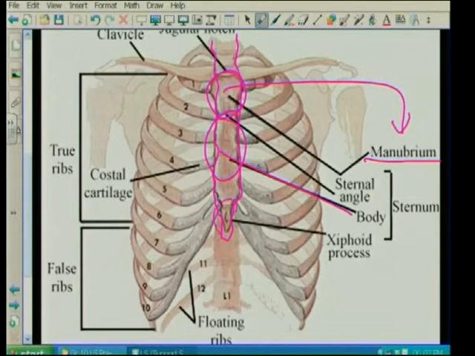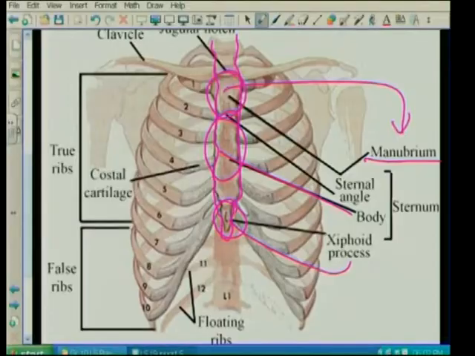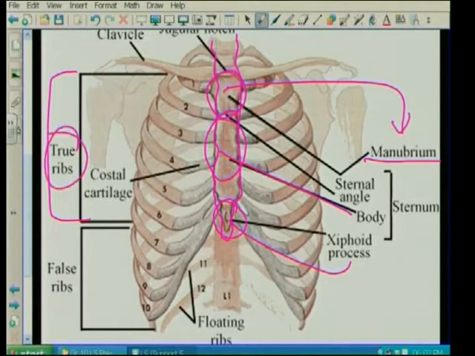And the bottom one is called the xiphoid process. X is sounded as Z in this case, the xiphoid process. So the sternum is made up of the manubrium on the top, the body, and the xiphoid process. In terms of the ribs, we have 12 pairs of ribs altogether, of which the first 7 pairs are known as true ribs.